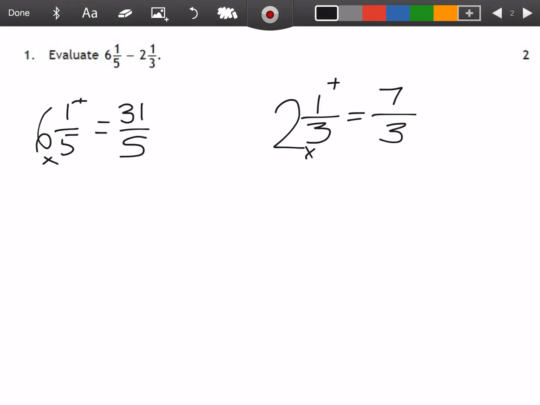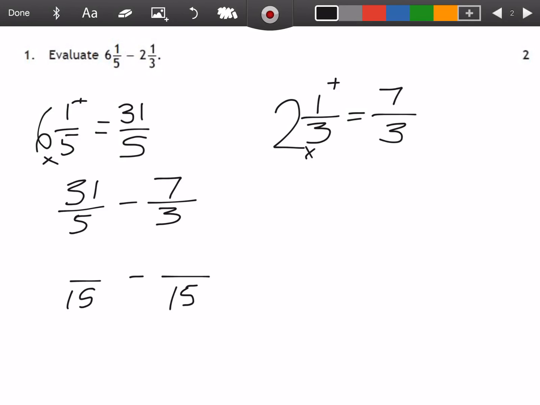Right, so really what we've got here is 31 over 5, 31 fifths, subtract 7 thirds. I think it's easier to do it this way. We're going to get a common denominator. We need to change the 5 and 3 into numbers that 5 and 3 go into. 5 and 3 both go into the number 15. If in any doubt, multiply 5 and 3 together. We've changed the number on the bottom, so we must change the number on the top in the exact same way.